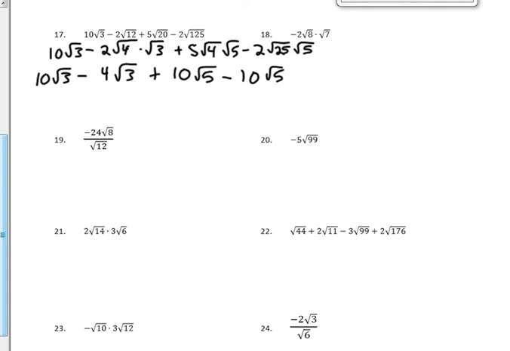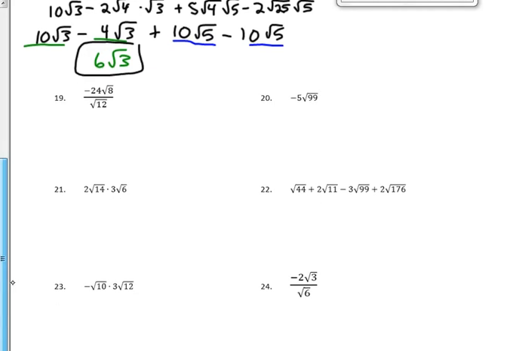So now I'm looking to combine radicals. I've got 10 square root of 3 minus 4 square root of 3. They have the same radicals. There's no other square root of 3. So 10 minus 4 is 6 square root of 3's. I've got a 10 square root of 5 minus 10 square root of 5. Well, square root of 5's can be added and subtracted together. When I do that, they actually go away, and I don't end up with any square root of 5 left. And so I just end up with 6 square root of 3 for a final answer here for 17.